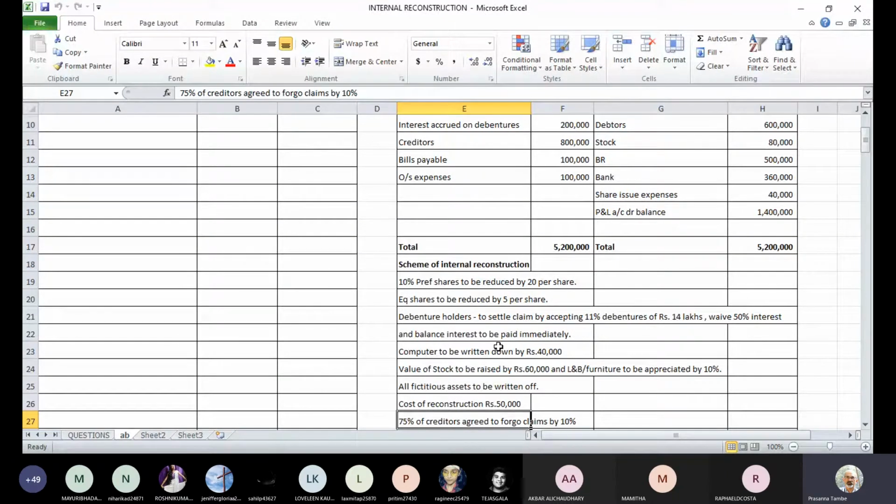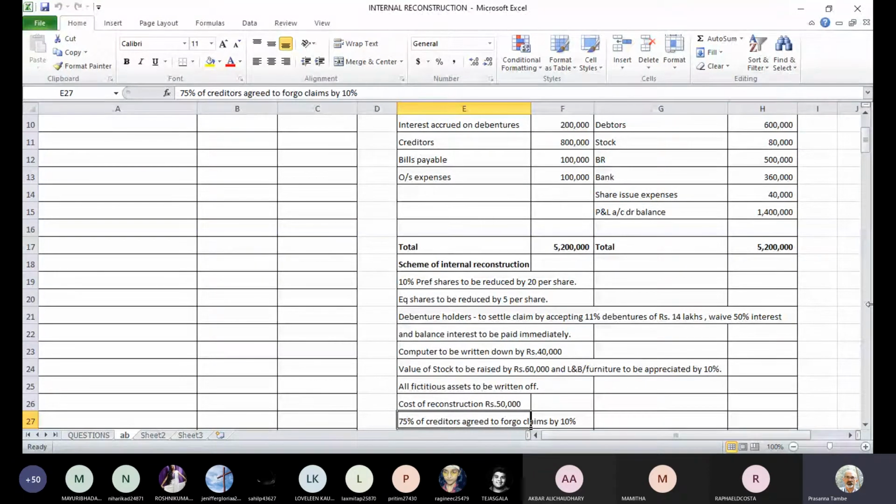Then debenture holders to settle their claims by accepting 11% debentures of rupees 14 lakhs. They also waive 50% of interest payable, and balance of interest should be paid immediately. So there are debenture holders who have accepted debentures worth rupees 14 lakhs, but these are 11% debentures now in full settlement, and they have also waived some portion of their interest payable. So we will see how these things can happen.